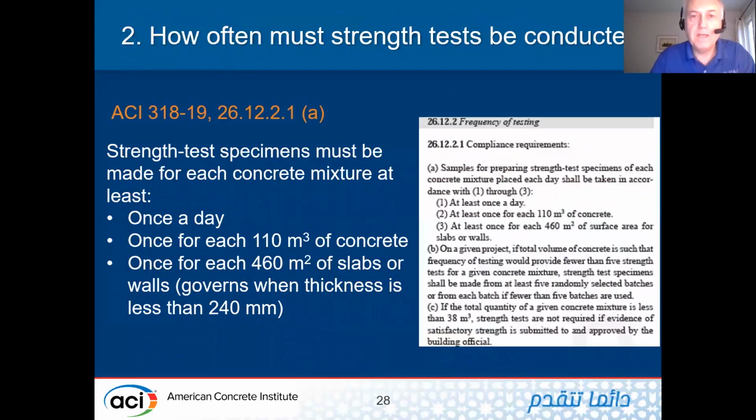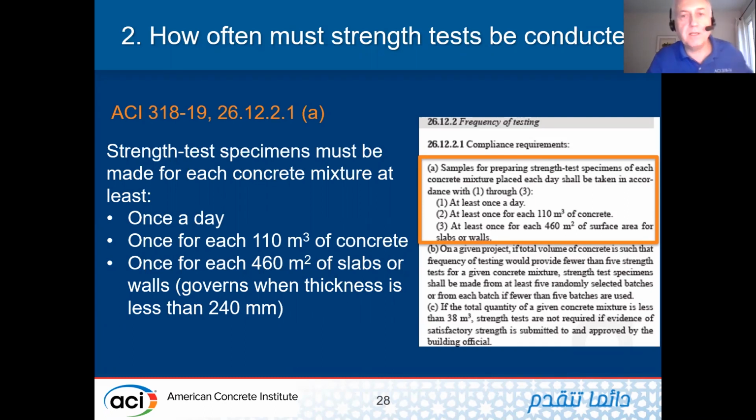Okay, now how often do we conduct those tests? And we find it in ACI 318, chapter 26. Let's look at it in detail. So it says that the strength test is done at least once a day, at least once for each 110 cubic meters of concrete, and at least once for each 460 square meters of slabs or walls.